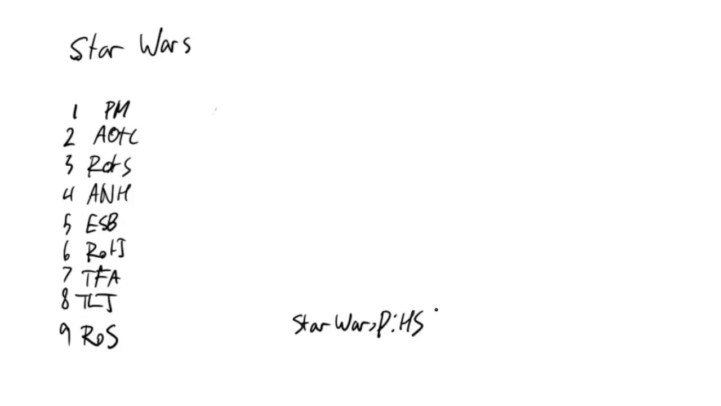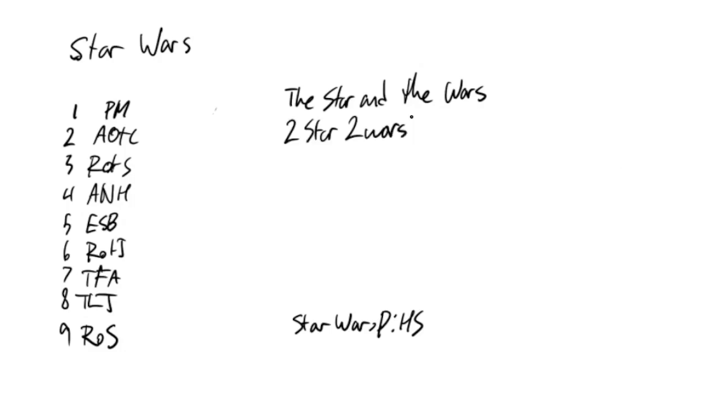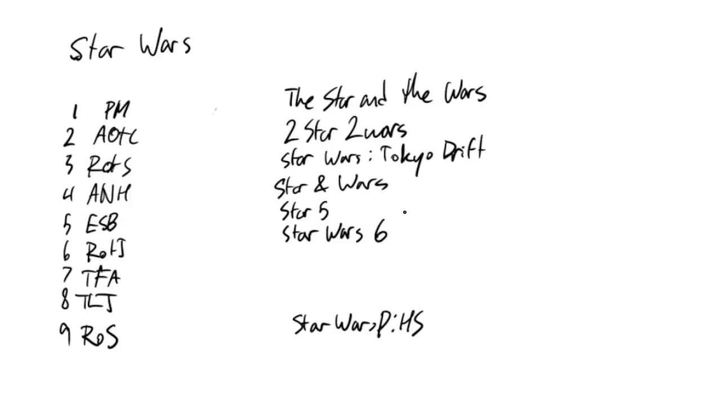And going through all of them, the specific way of saying each one would be The Star and the Wars, 2 Star 2 Wars, Star Wars Tokyo Drift, Star and Wars, Star 5, Star Wars 6, Wars 7, The Sate of the Wars, and of course, Star Wars Presents Hobbs and Shaw.